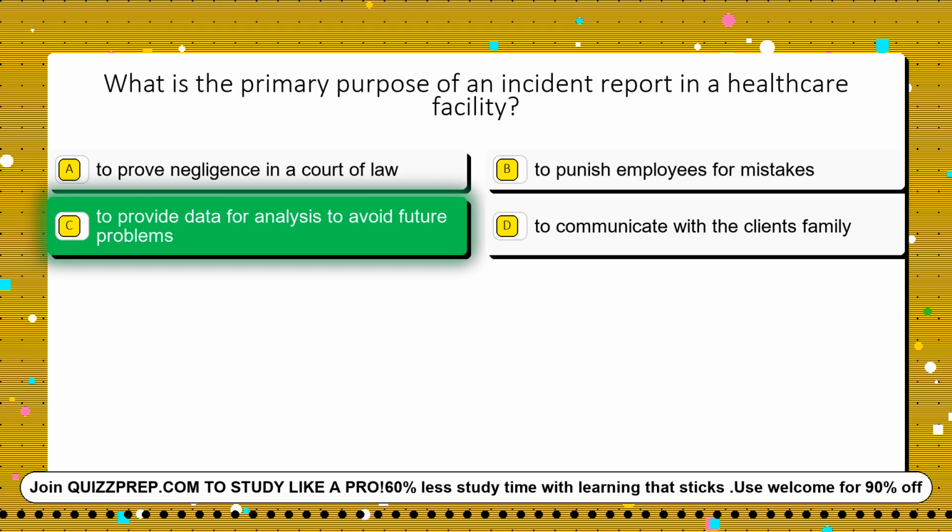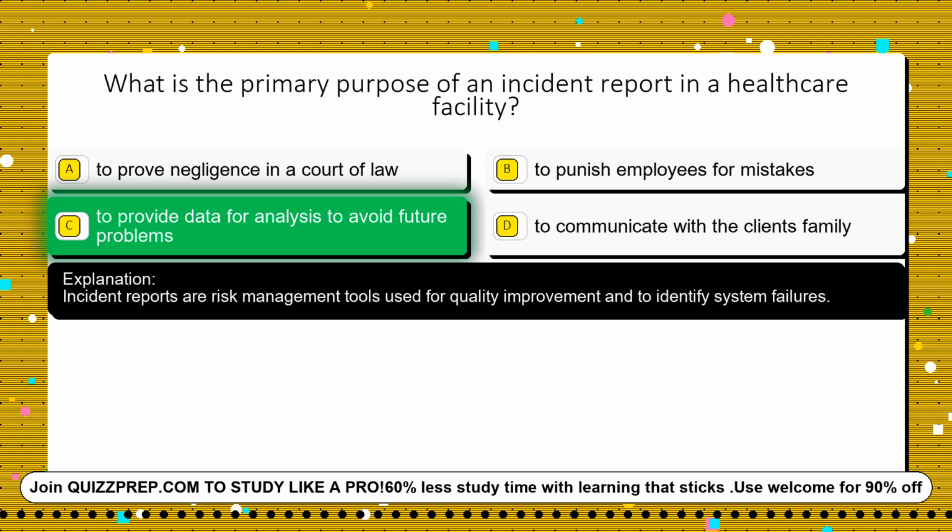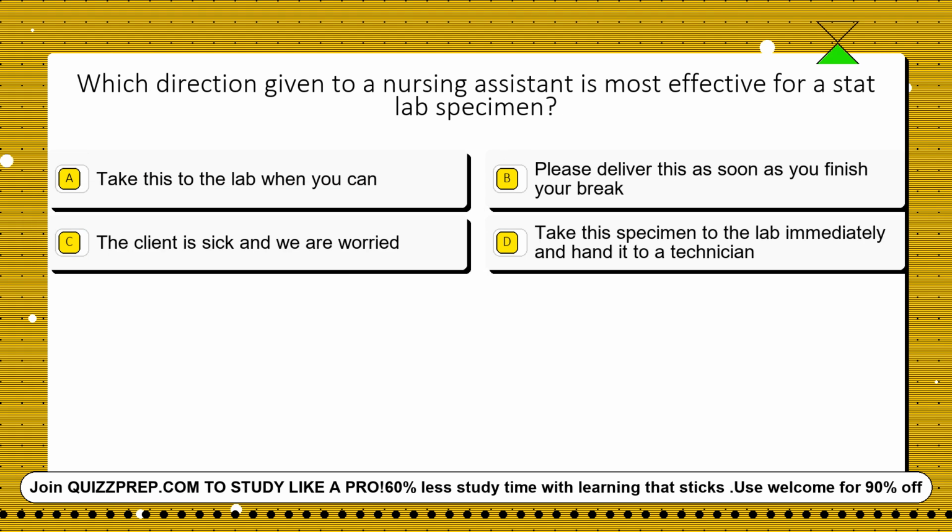The correct answer is option C, to provide data for analysis to avoid future problems. Incident reports are risk management tools used for quality improvement and to identify system failures. Question 33. Which direction given to a nursing assistant is most effective for a stat lab specimen? Option A, take this to the lab when you can. Option B, please deliver this as soon as you finish your break. Option C, the client is sick and we are worried. Option D, take this specimen to the lab immediately and hand it to a technician.